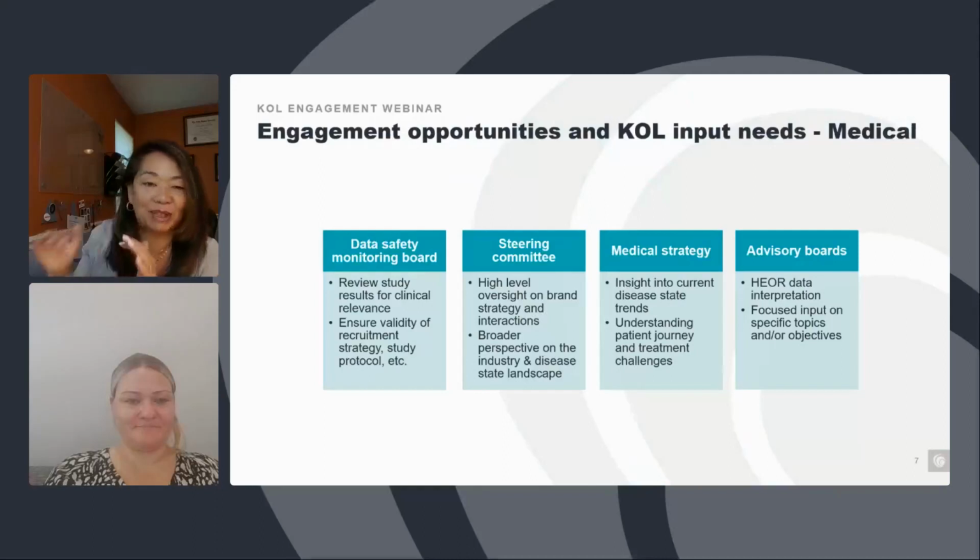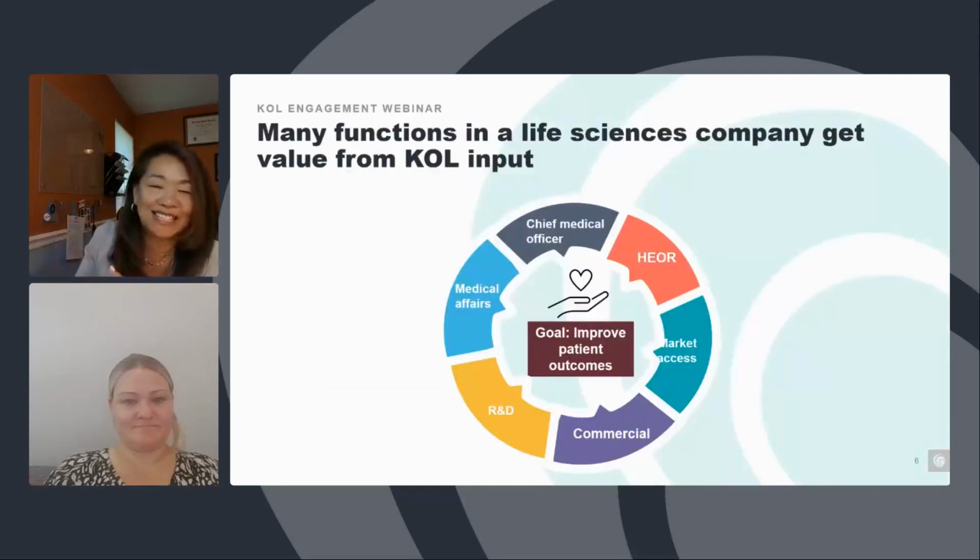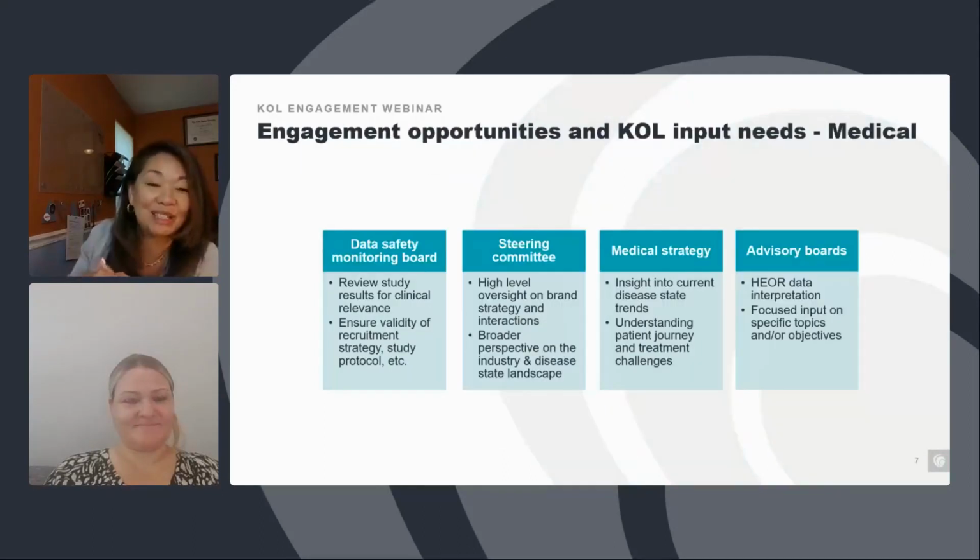And as Sam mentioned, it really does make a difference who you're wanting to engage and understanding the compliance risks that may be involved. And we'll definitely talk about that throughout our presentation here as well. So on this slide, we're really focusing first on what are the engagement opportunities represented by the different boxes and KOL input needs. And these are definitely just meant to be examples. And on this slide, we're focusing on primarily what are medical needs.